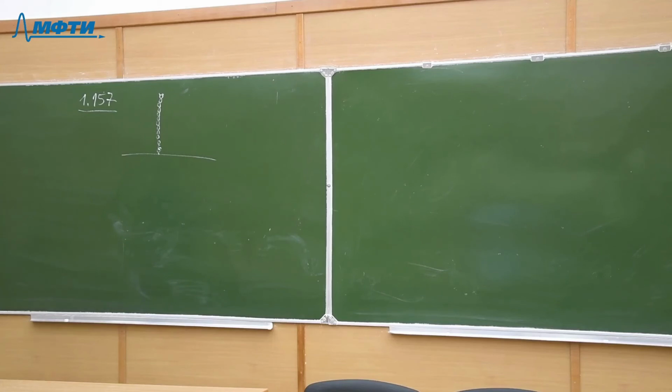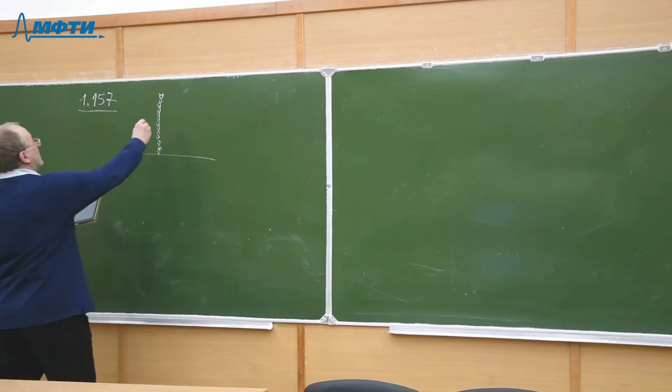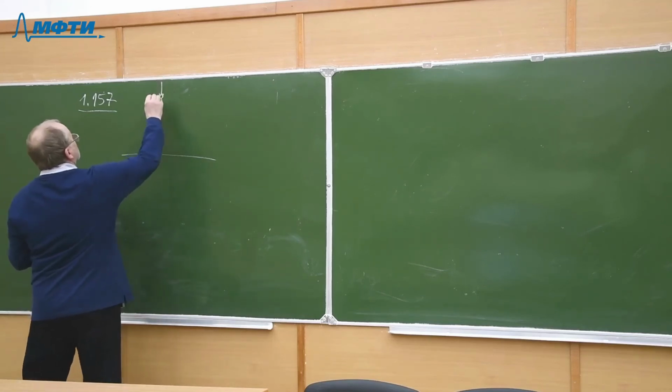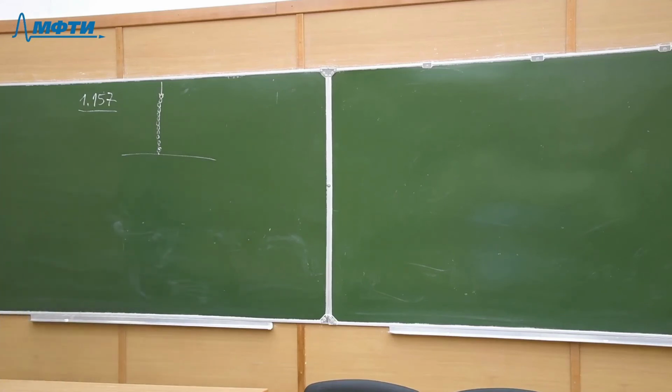Show that after the thread has been burned through, the force exerted on the table by the falling part of the chain at any moment is twice as great as the force of pressure exerted by the part already resting on the table. So we need to find the force exerted on the table by a falling chain.